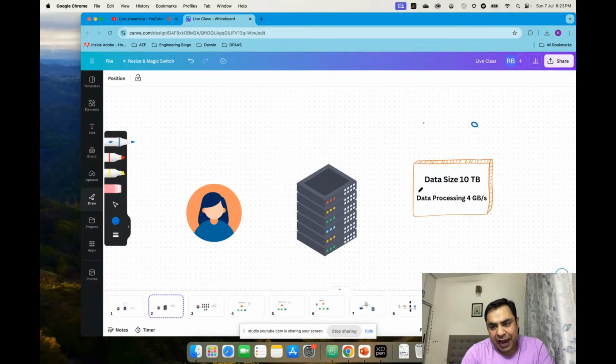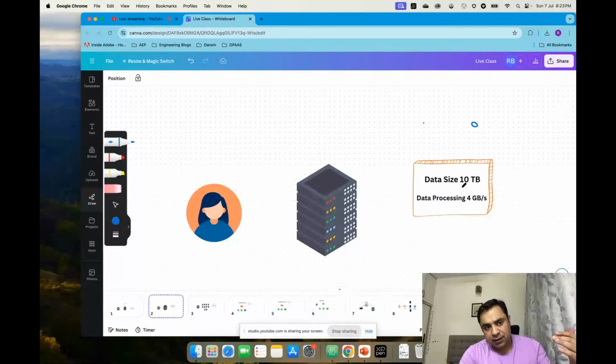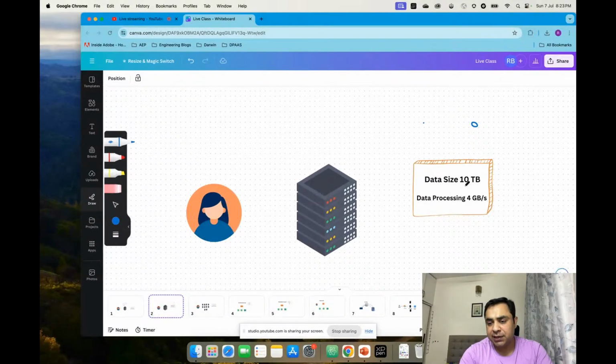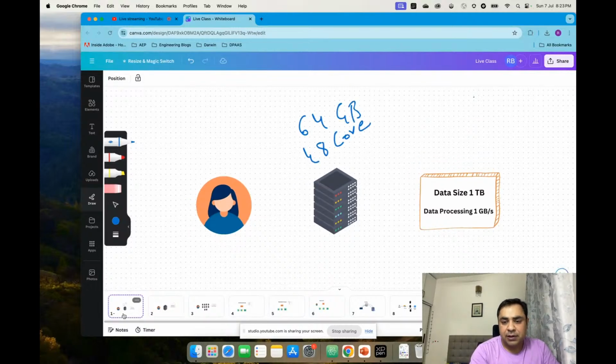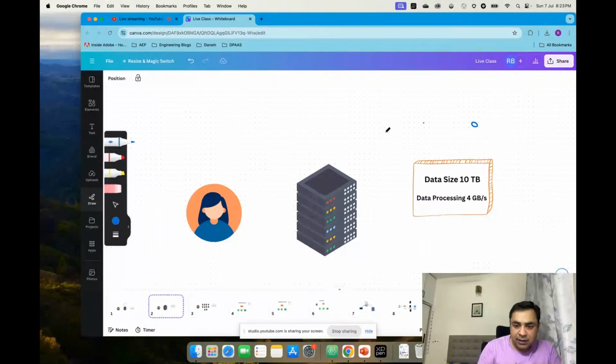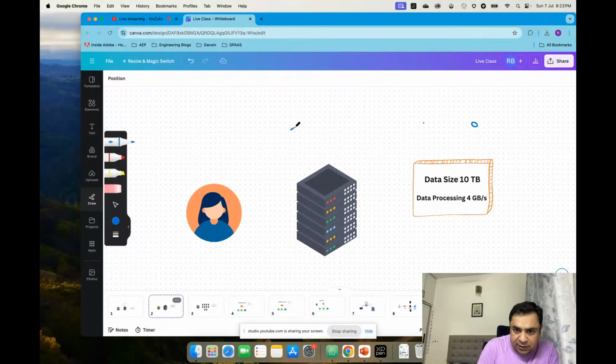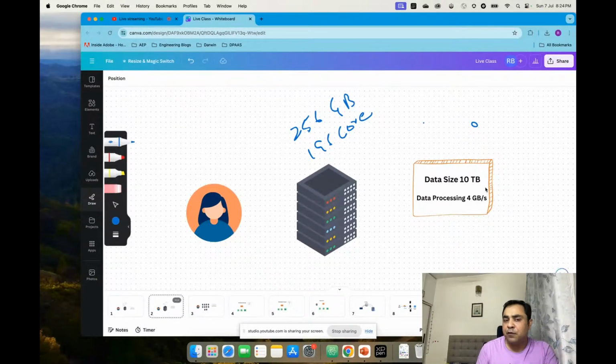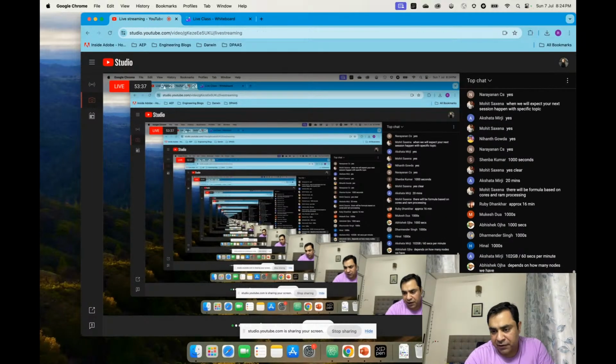I'm repeating. We increased our problem from 1 month to 1 year, which is why the data size has grown from 1 TB to 10 TB, and we have upgraded the hardware. Let's say earlier we had 64 GB RAM and 48 cores, and now we have increased to 256 GB RAM and about 196 cores. That's why our throughput has increased to 4 GB per second. How much time will it take? Okay, 2,500 seconds.